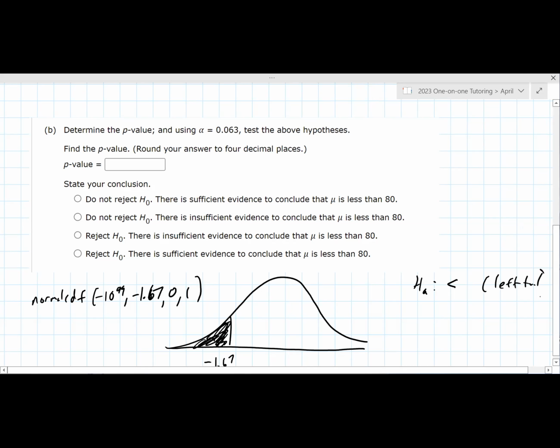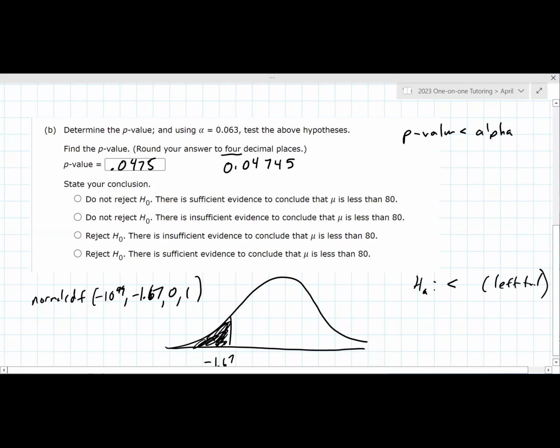Okay, 0.05. So we're going to 4 decimal places this time. 0.04745. See how that's out to a 5th decimal place? Does that 5 cause the 4 to round up or down? Up. So it's 0.0475, like that.